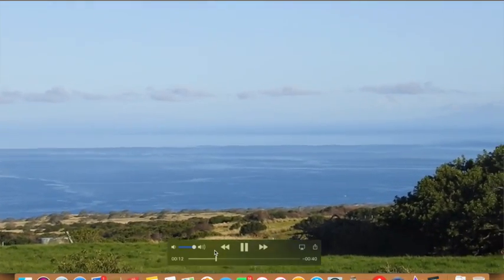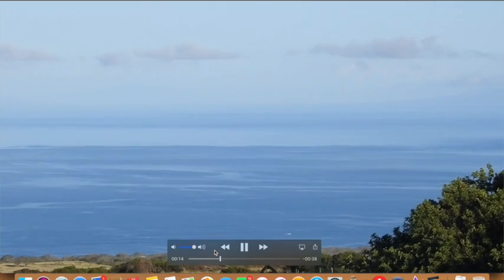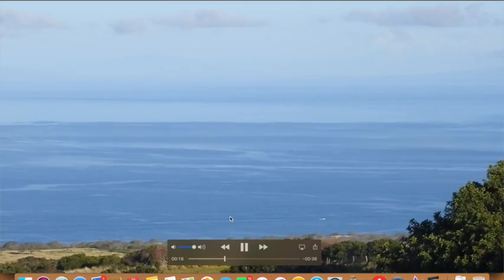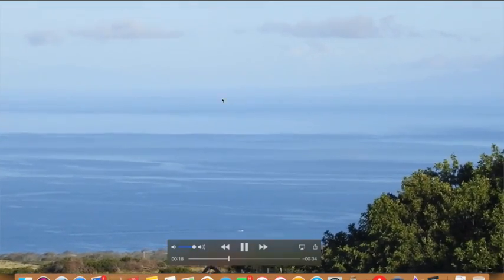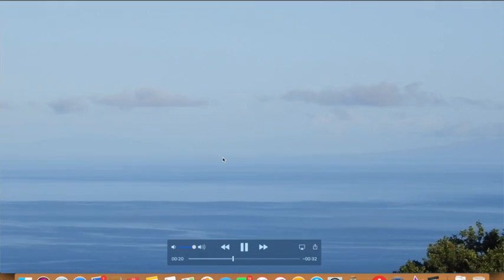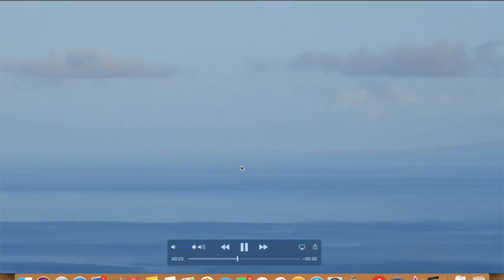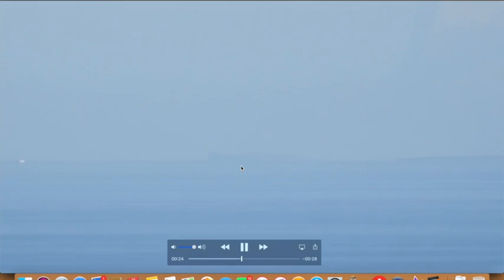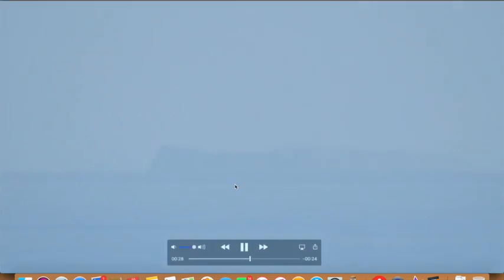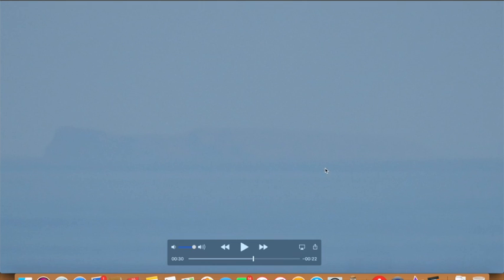Again towards Molokini. You can see the barge has moved in closer, the barge bringing us our goods. Okay, again, you can see the shoreline, kind of, below the curvature line.